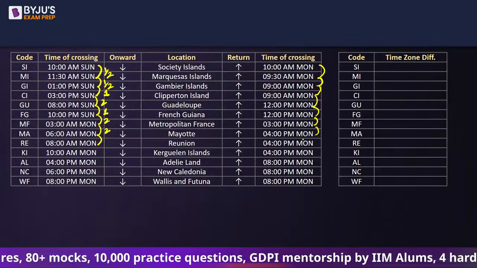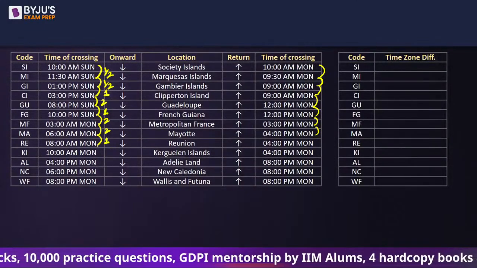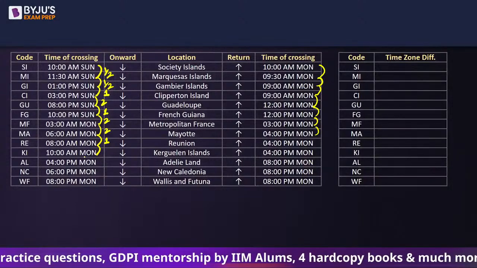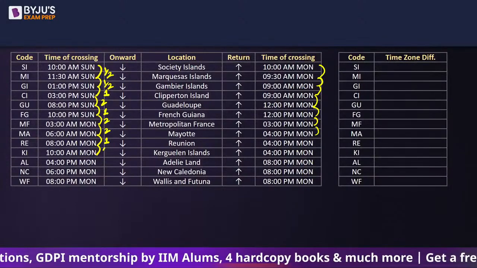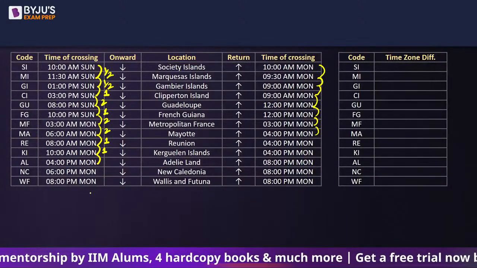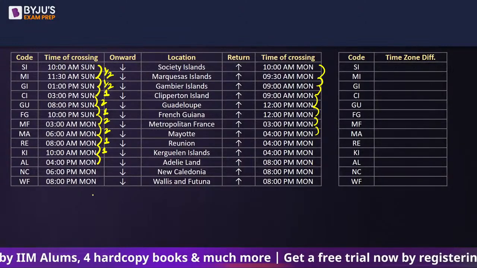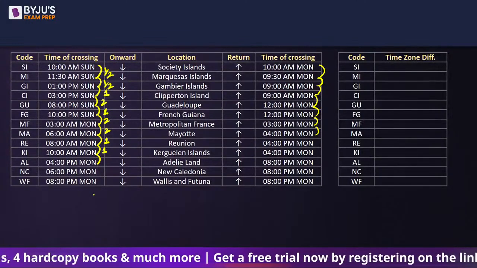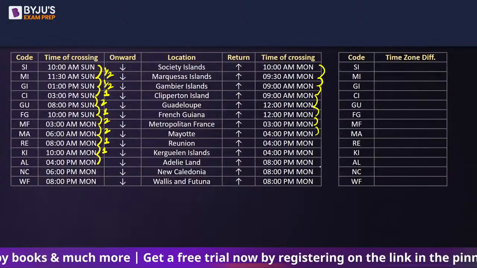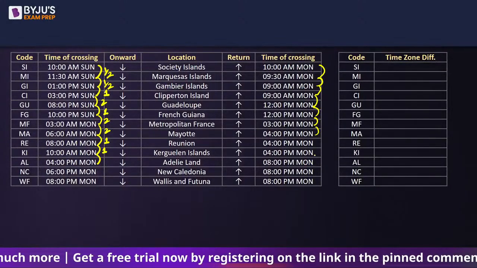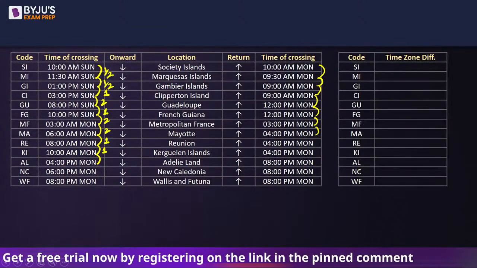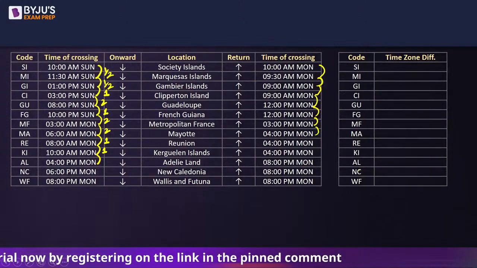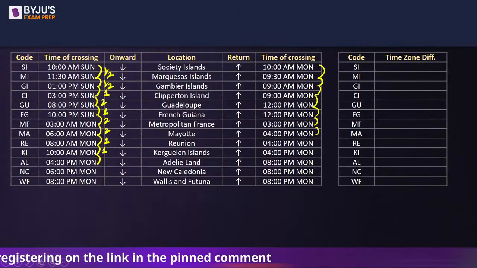6 to 8 is 2 hours. 4 to 4 is 0, so that is 1 and 1. 8 to 10 is 2 hours. 4 to 4 is 0. This is again 1. 10 to 4 is 6 hours. Yes. And 8 to 4 is minus 4. So the average of 6 and minus 4 will be 1. But the time zone difference is going to be 5.